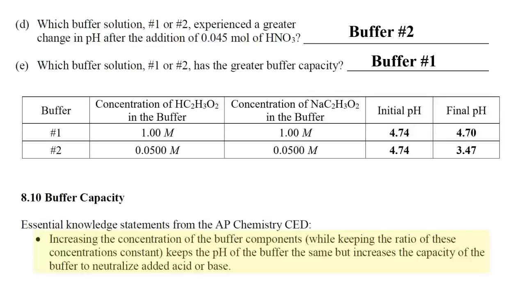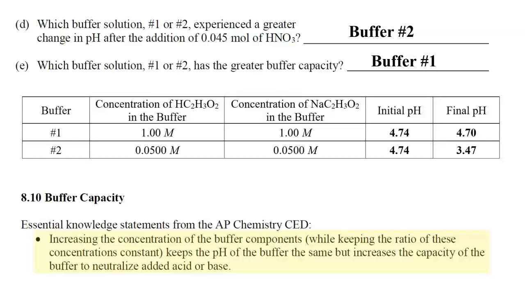It says, increasing the concentration of the buffer components while keeping the ratio of these concentrations constant keeps the pH of the buffer the same, but increases the capacity of the buffer to neutralize added acid or base. So one hallmark of a buffer is that it is able to prevent the pH from changing dramatically.